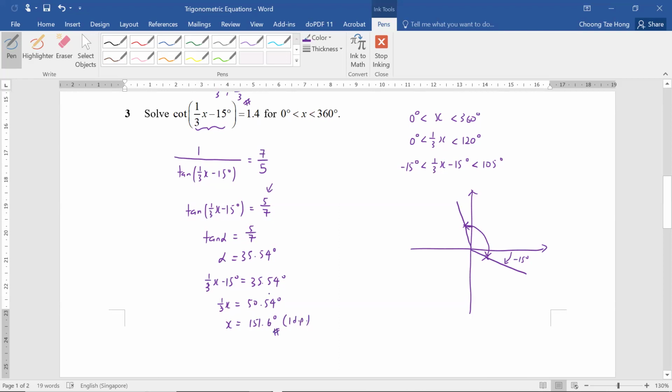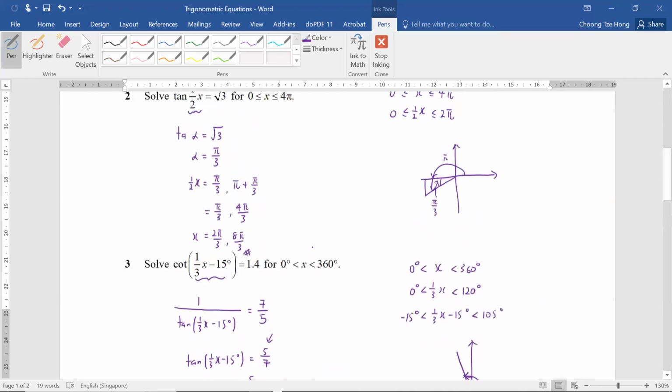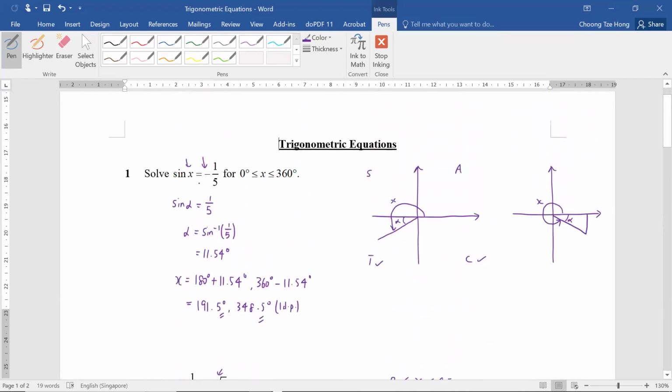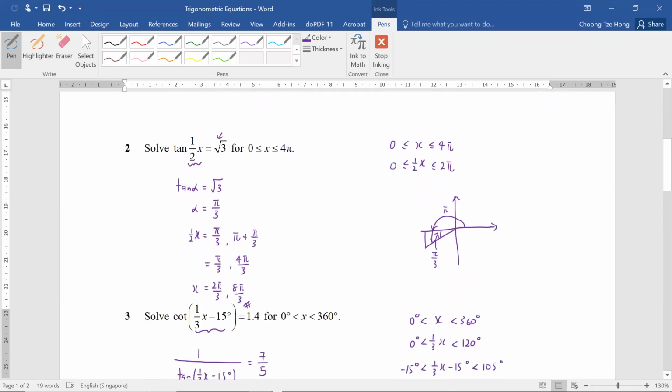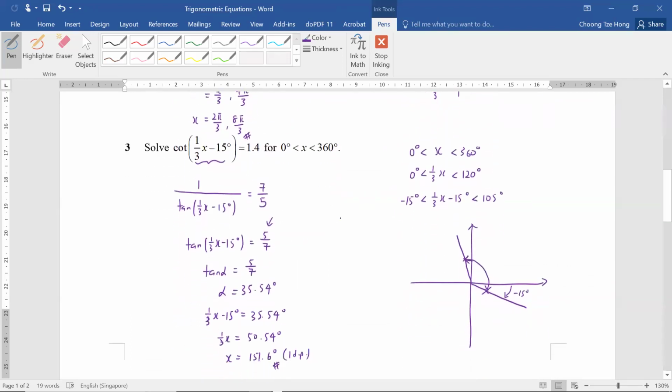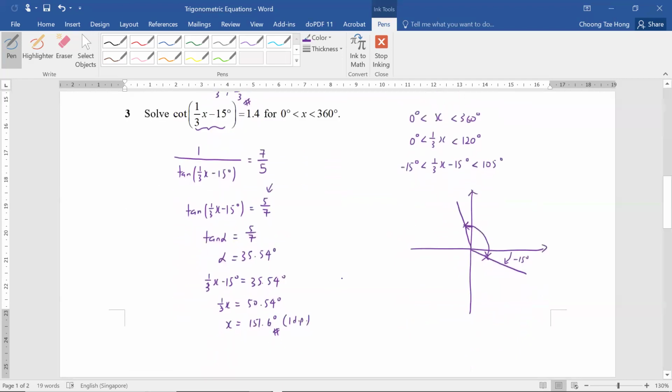So I've shown you 3 variations already. The first variation is that the angle is just x, so you can directly find the basic angle and then find x. But if the angle is not x, you always need to adjust the range first. If it's slightly more complicated, like 1/3 x minus 15, then you need to adjust the range in 2 steps. After that, find the basic angle and then find the angles in the necessary quadrants that are still within range. That's why we don't take the third quadrant, because it is outside the range. We're only searching within this small range for this question.